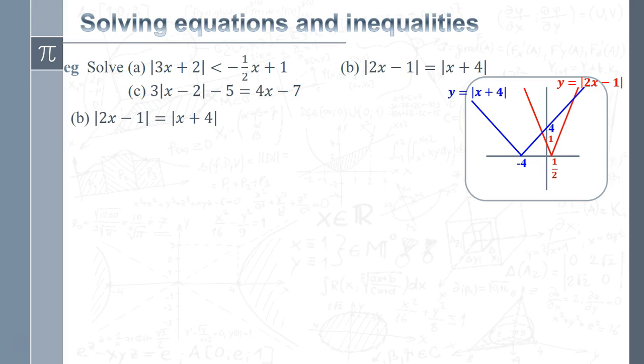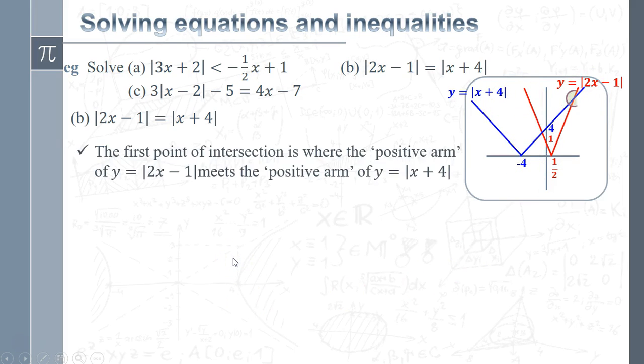And this is what I'm talking about. This sketch is vital in terms of understanding where these points are relative to each other and what's going on with the relative gradients of the lines. Let's have a look at what's happening now. The first point of intersection is where the positive arm of mod 2x minus 1 meets the positive arm of mod x plus 4. That one's straightforward. That's the equation we've got to solve.